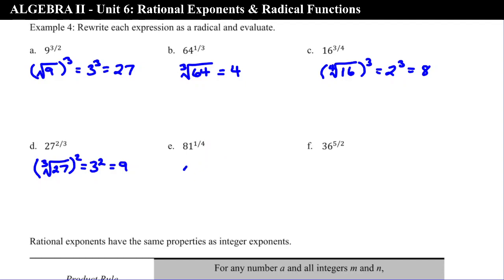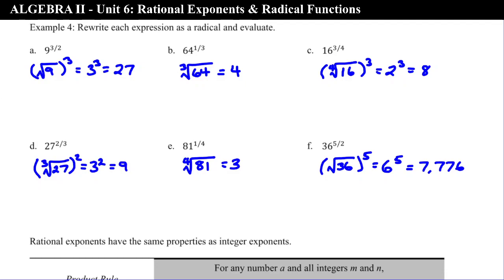81 to the 1/4 is the same as the fourth root of 81, and that is 3. And 36 to the 5 halves is the same as the square root of 36 raised to the fifth. The square root of 36 is 6, and 6 to the fifth gives you 7,776. And yes, you can use your calculator to find that if you would like.